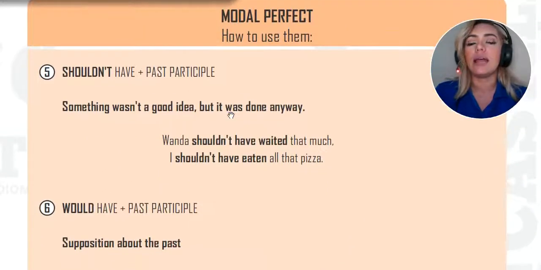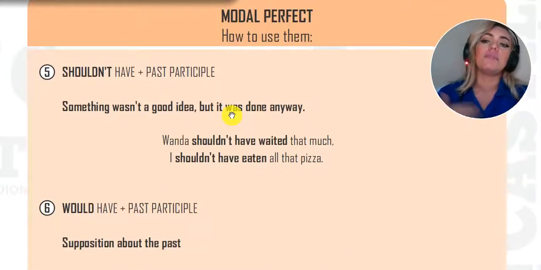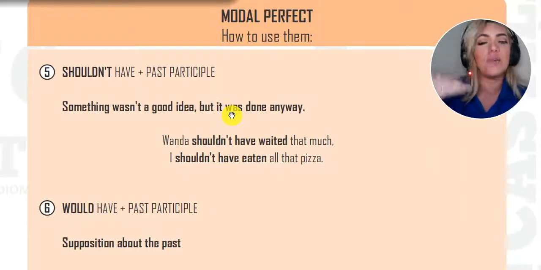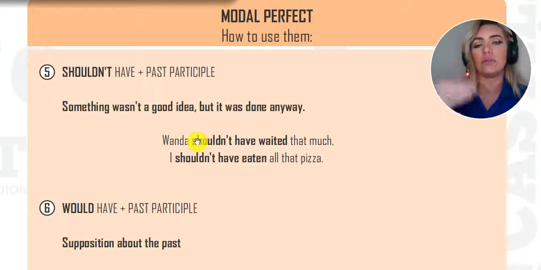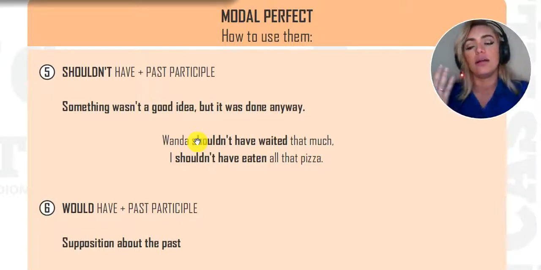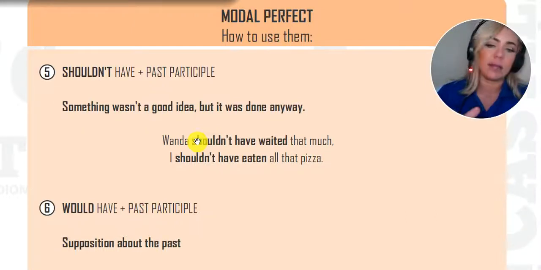Let's go to the next one. In the negative form, shouldn't have plus past participle. Something wasn't a good idea. Quando algo não era, ou seja, o oposto do 4, the opposite of the fourth, something wasn't a good idea, but it was done anyway.